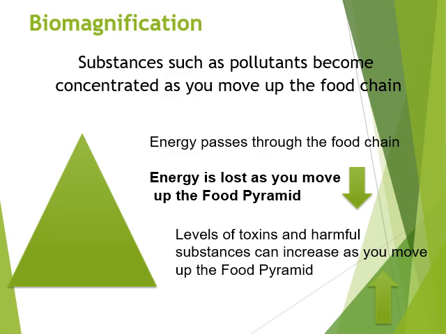Okay, so the level of toxins and harmful substances increase as you move up the food pyramid, right? So because energy is lost, you need to eat more of those organisms at the lower levels, which means that you get all those toxins from the lower levels. And that's called biomagnification, because it magnifies the amount of toxins in each organism as you go up the food pyramid or as you go along the food chain.